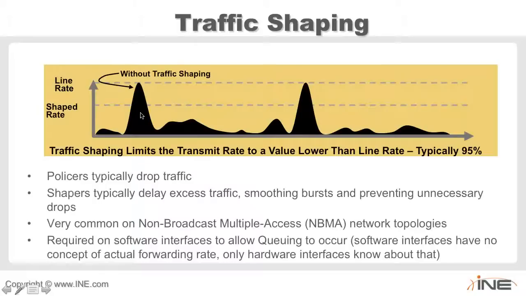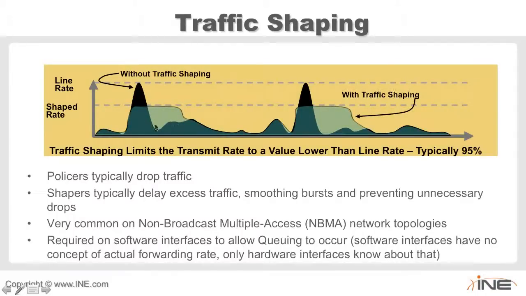We're trying to use more of that previously unused bandwidth. We're trying as best we can not to drop the traffic. We're trying to instead shape that traffic into a more manageable, even, higher bandwidth utilization flow. Okay. Also, something else that's very important is that, other than the fact that this is very common on NBMA, non-broadcast multiple access type network topologies, traffic shaping is actually required on software interfaces to allow queuing to occur.